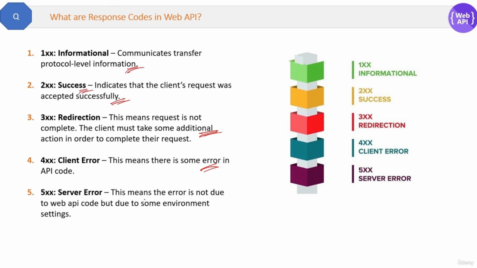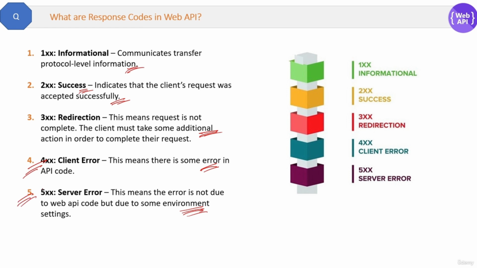This means the error is not due to your Web API code, but due to some environmental settings. For example, your server is off or some electricity issue is there. So that is 5xx. The 4xx is more about something being wrong with your API code. So that is the difference between 4xx and 5xx.